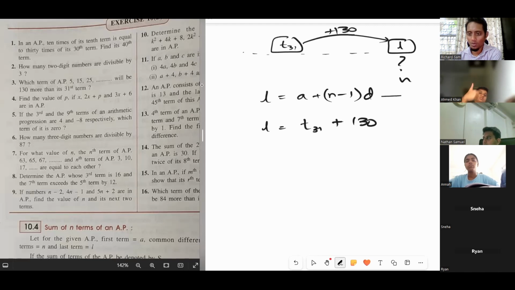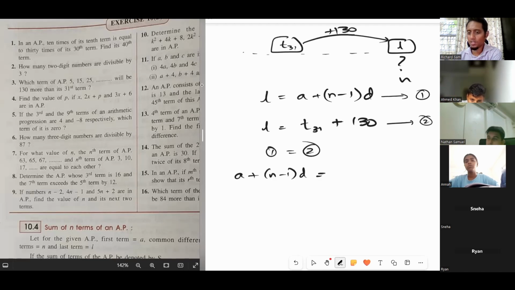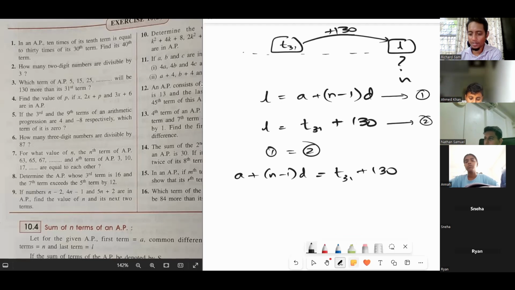So we have two equations for L. One is the formula and one we got from this question. So 1 is equal to 2, right? Because both are L. So we will equate these, taking the RHS of both. The RHS of the first equation is A plus (n minus 1) into D, which is equal to the RHS of the second equation, which is T31 plus 130. Did you understand what we did? We took this equal to this. So now we'll put the values.